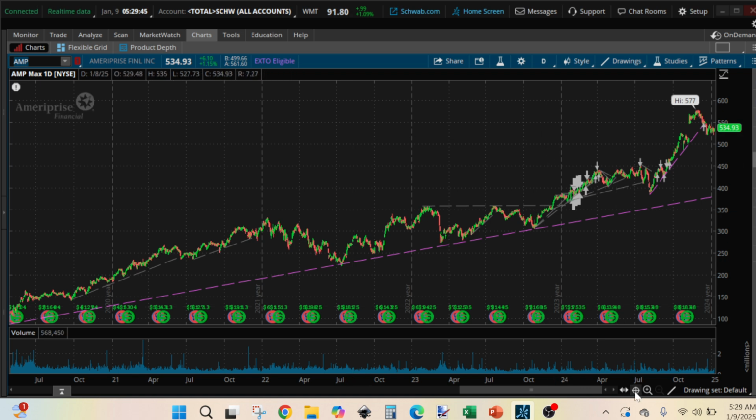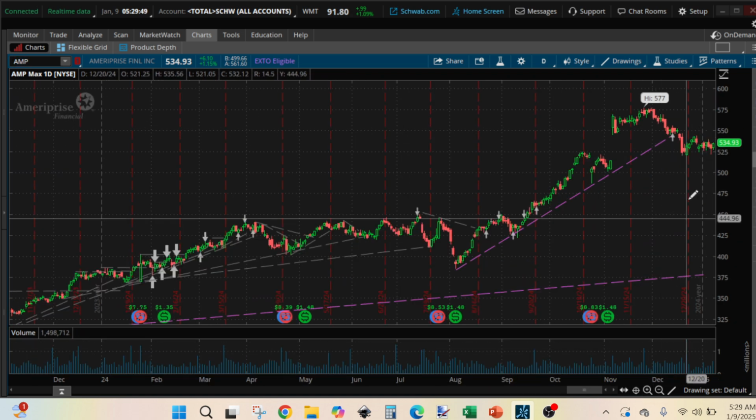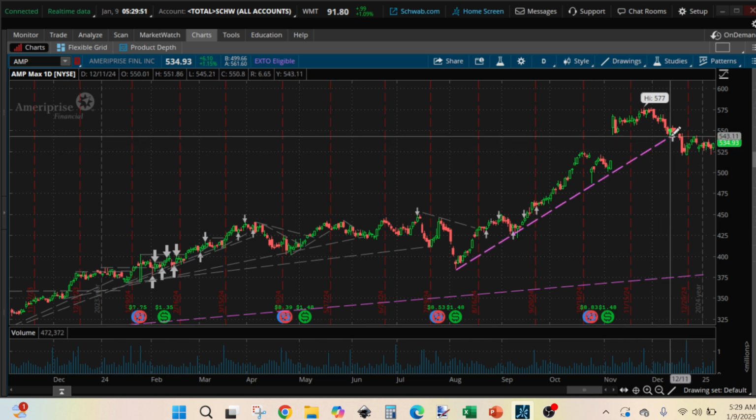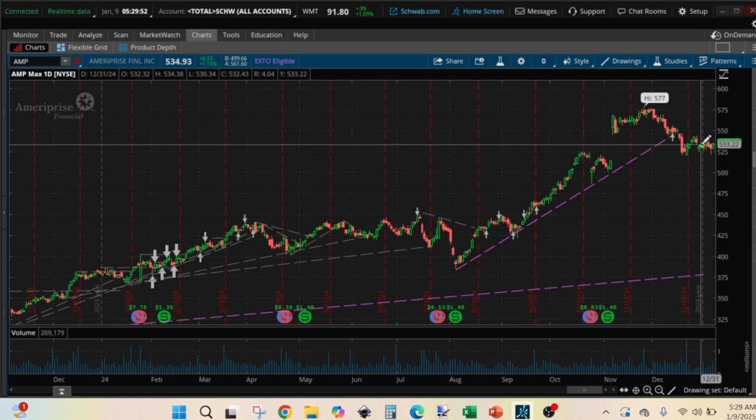AMP, we purchased it at this trend line, and that trend line ended, and right now is kind of consolidating there.